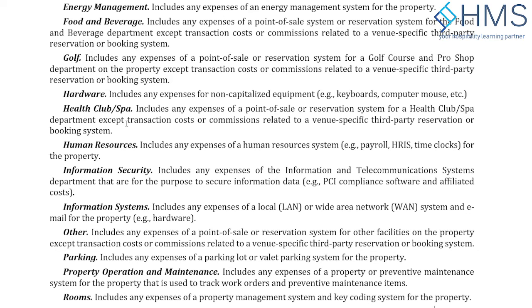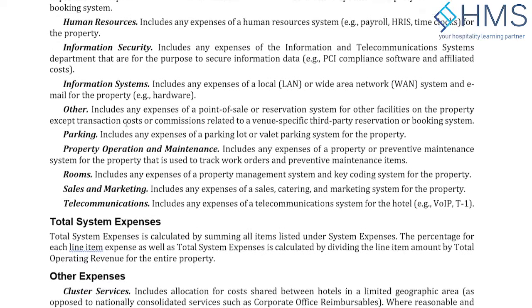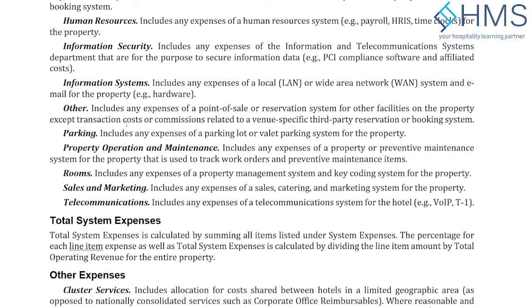Then you have the human resource department, which is using the HRIS, payroll, time clock system, and information security for PCI compliance. Information systems is the local area network or wide area network or email. Security is only the PCI compliance and affiliated costs. If you are paying any subscription for the emails, then the cost will go here. Then you have property operation and maintenance, which is mostly for the work orders and also the building management systems.